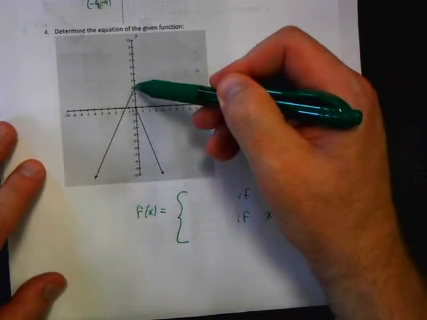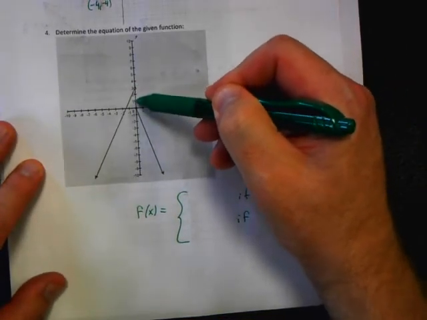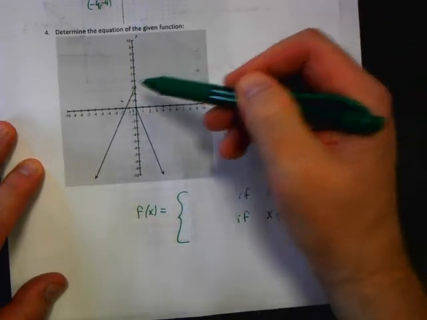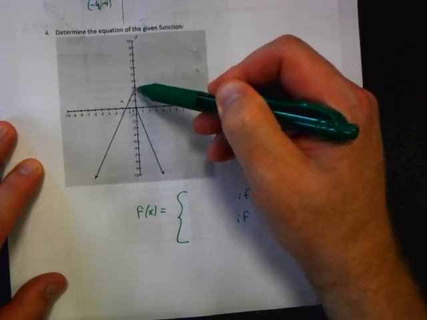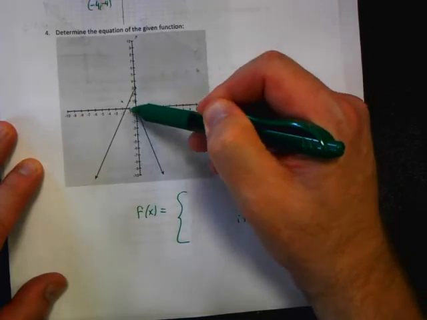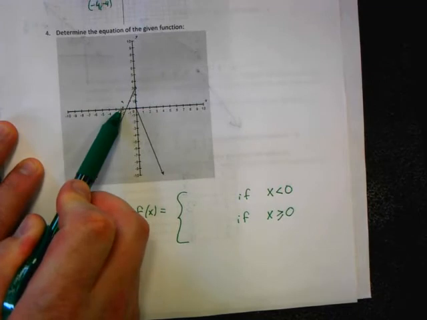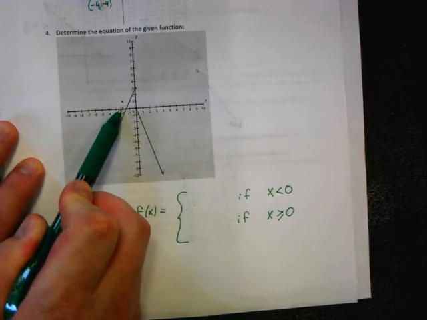You started here, went down 2 and over 2, that doesn't quite hit. It's down 3 over 2. If I go down 3 and over 2, that doesn't quite hit the line. I'm over here, down 1.5. All right, so you're getting close. You got the idea. This is what you want to do.